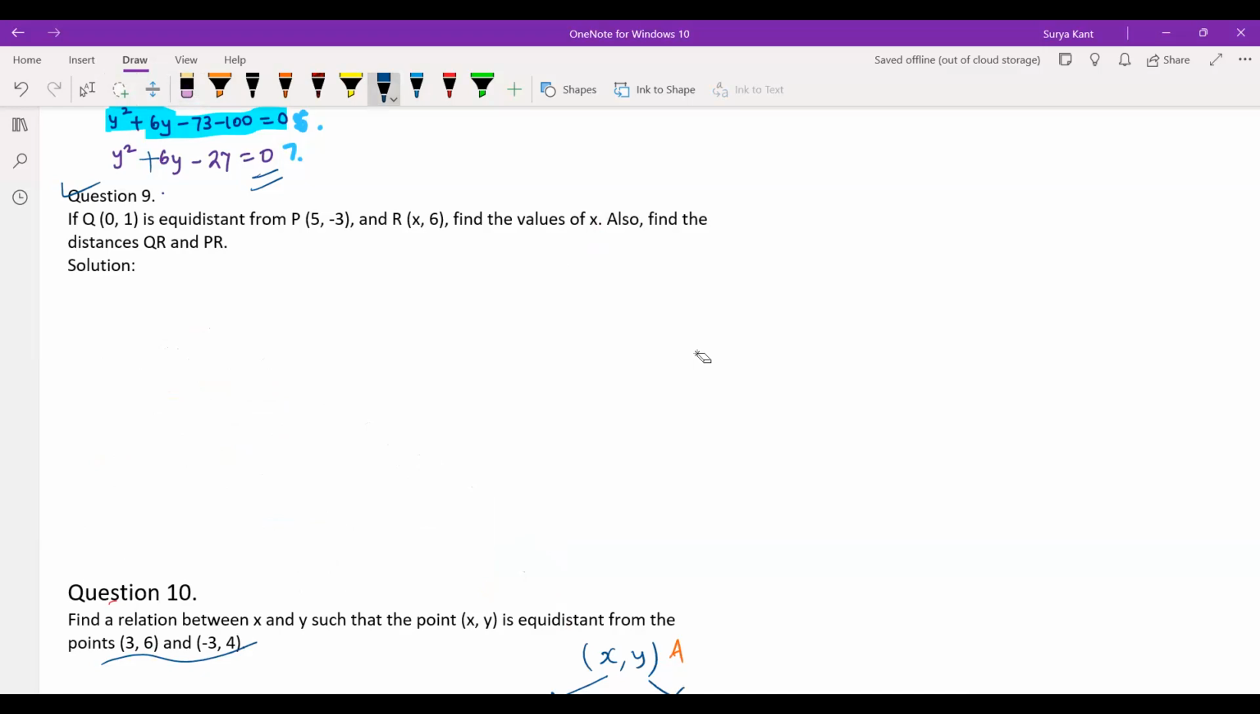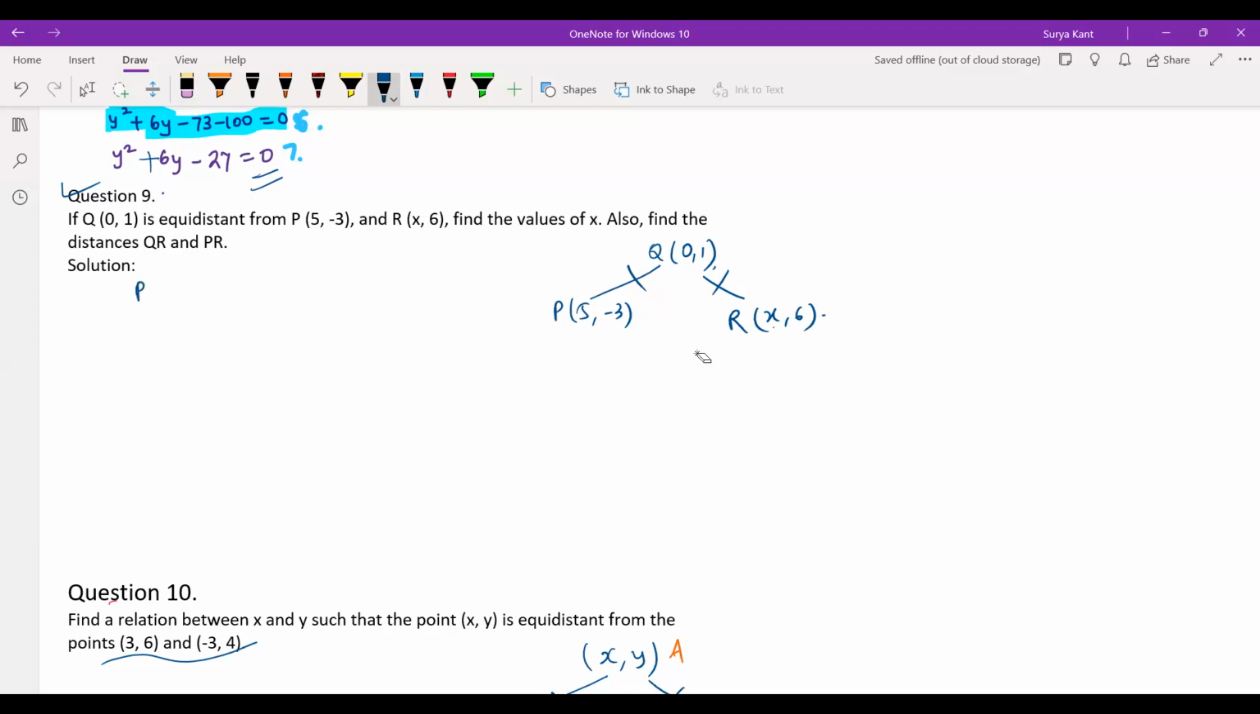So that's why keep on practicing. See here, if Q(0, 1) is equidistant from point P, that is (5, minus 3), and R, that is (x, 6). Equidistant, these both are equal. So find the value of x and also find the distances QR and PR. Obviously, if you find the value of x, you'll get the distance, right? QR and PR. So it's very easy now, correct? If you find it, check whether you are getting it or not.